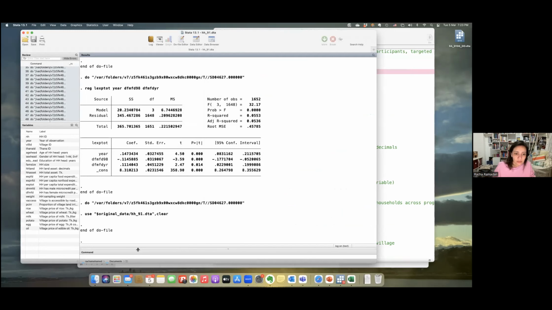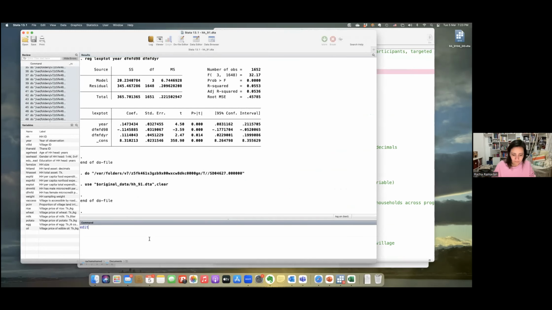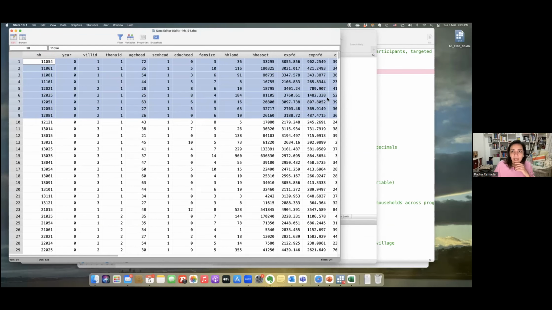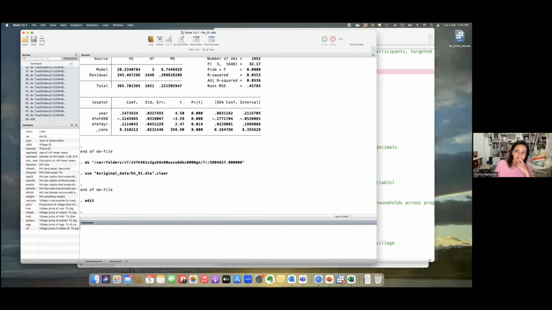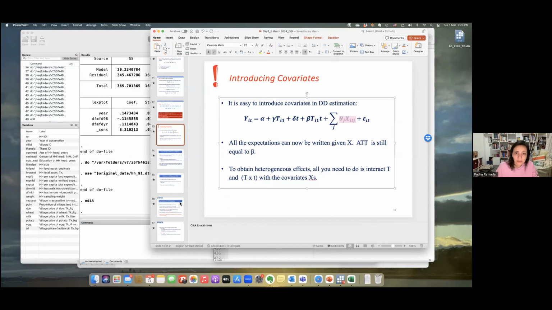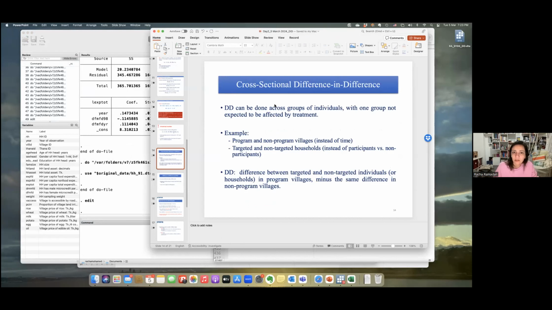If I show you the data, here you can see that we have the same households, but for one year, the year 0, which is 91, and we have all the variables and all the characteristics we had before. As I told you, when we are using the diff-in-diff in cross-sectional data, instead of using period 0 and period 1, I will use geographical location instead of time.